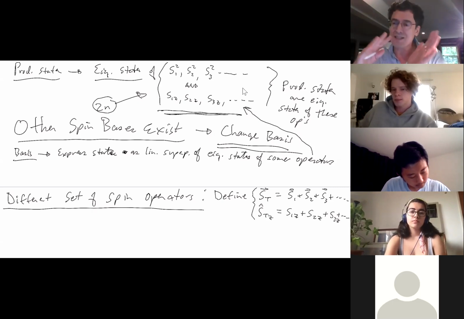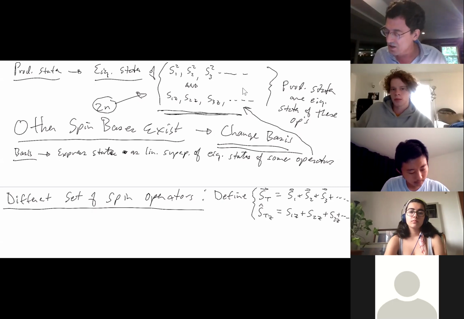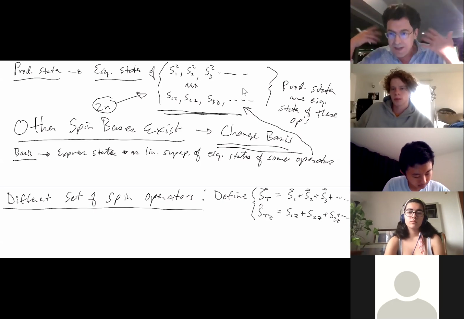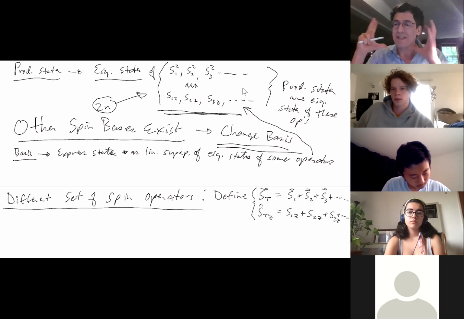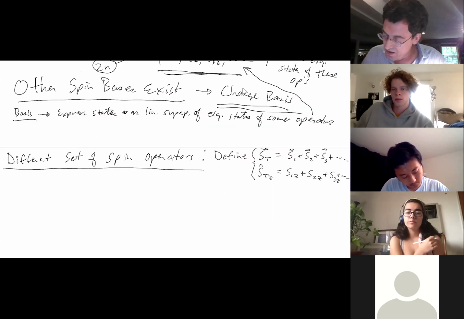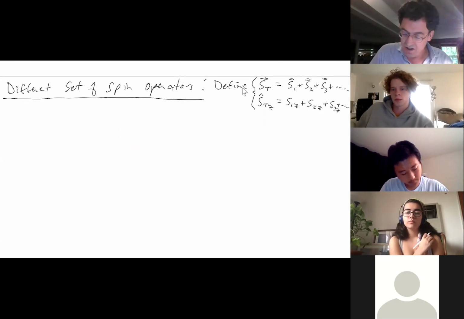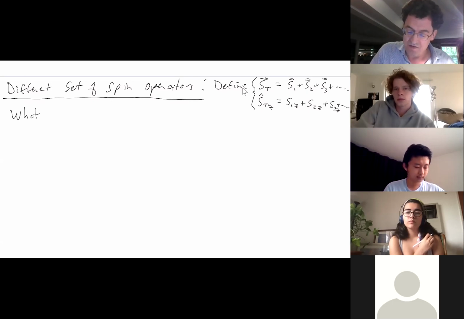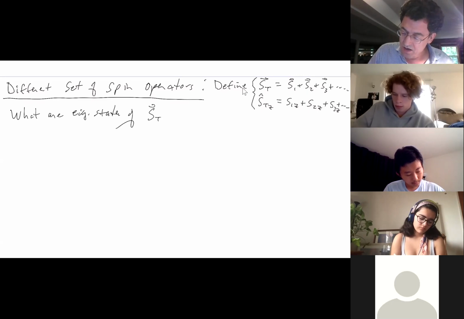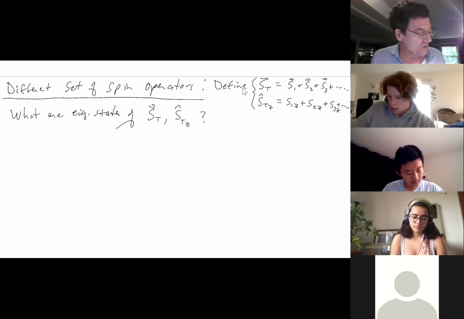I should be able to go from those product states, which are eigenstates of all those individual operators, and transform into the eigenstates of these new operators. And the point I want to make is that the dimensionality is the same. I'm operating in the same Hilbert space, but I'm just transforming from one set of eigenstates to a different set of eigenstates. And so that begs the question, what are the eigenstates of these new operators?